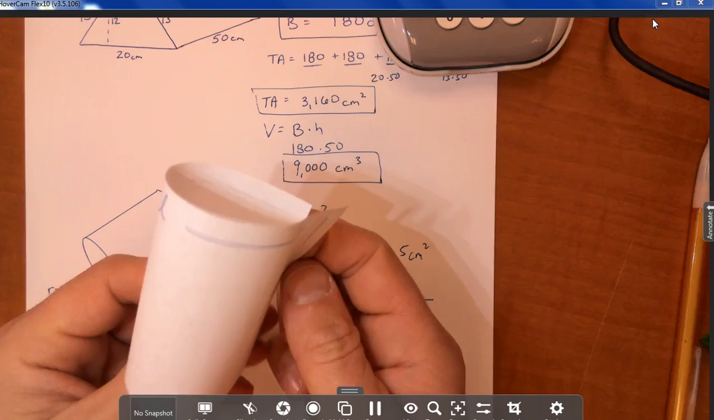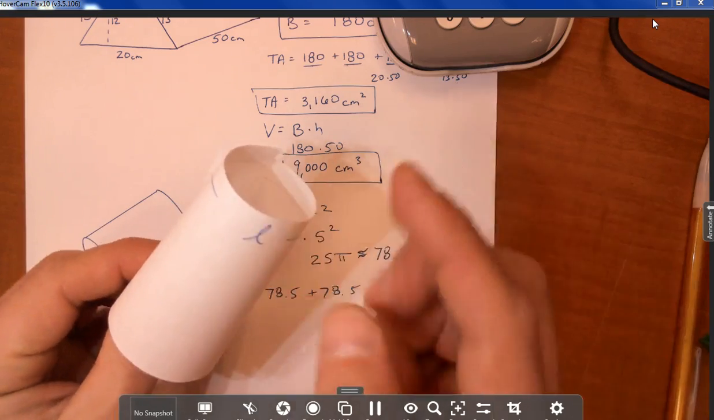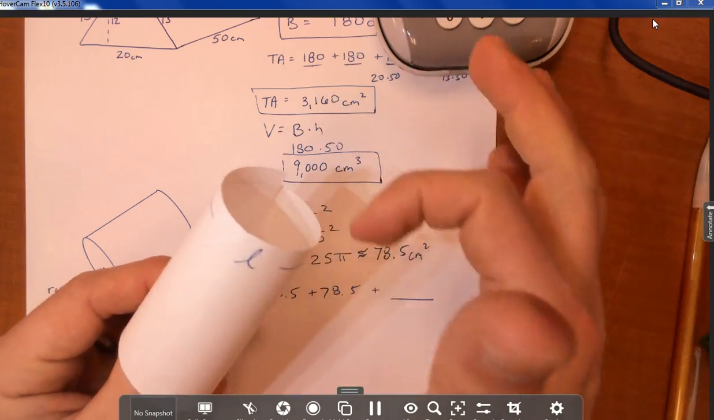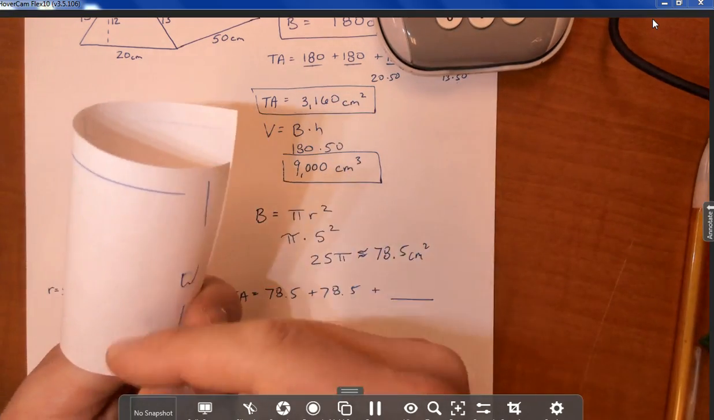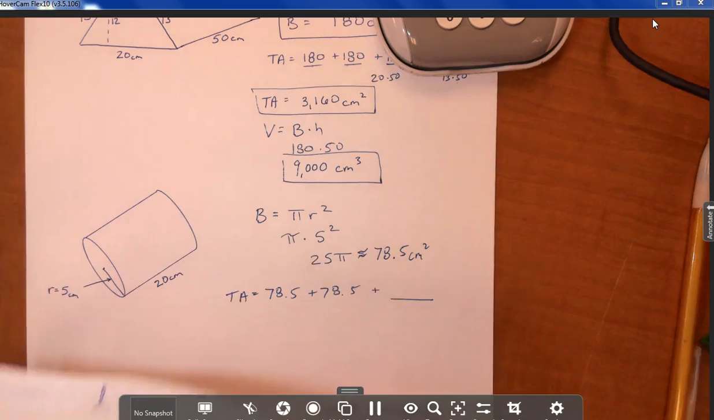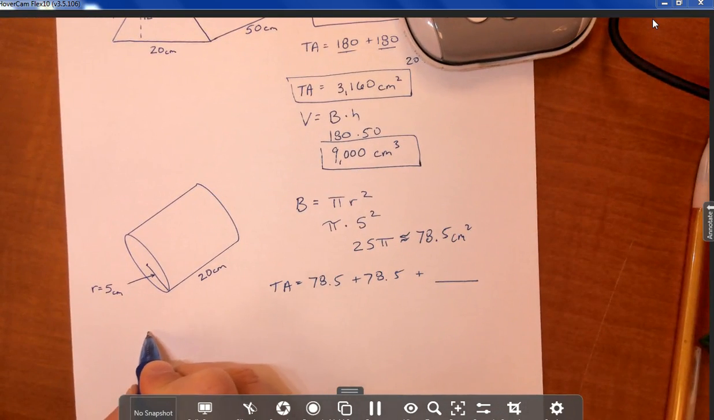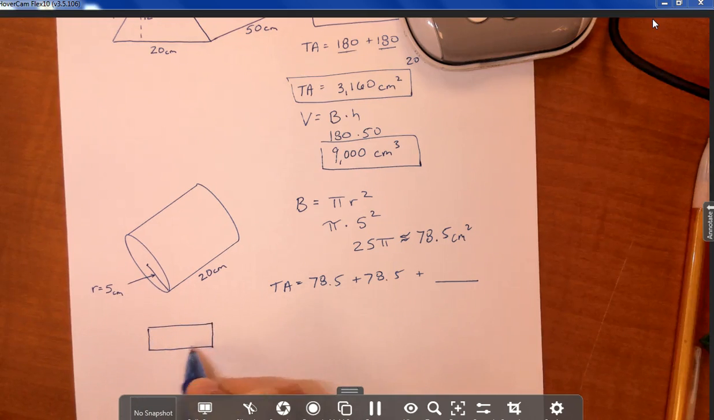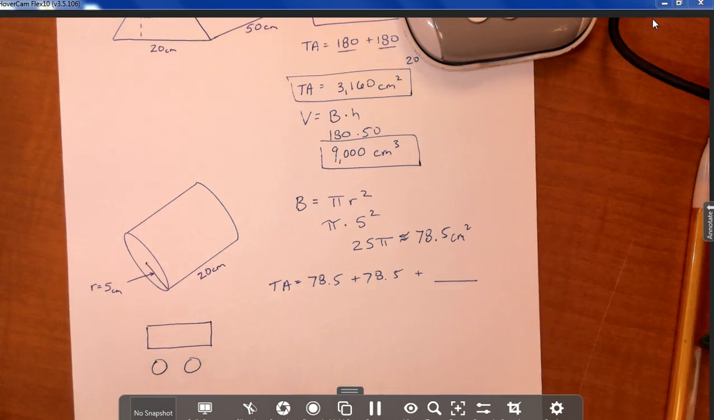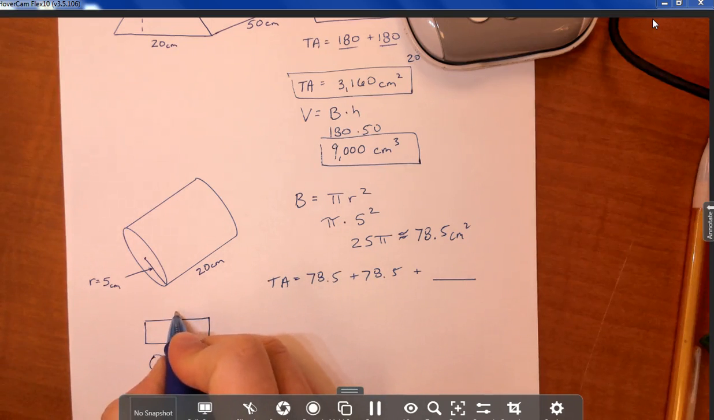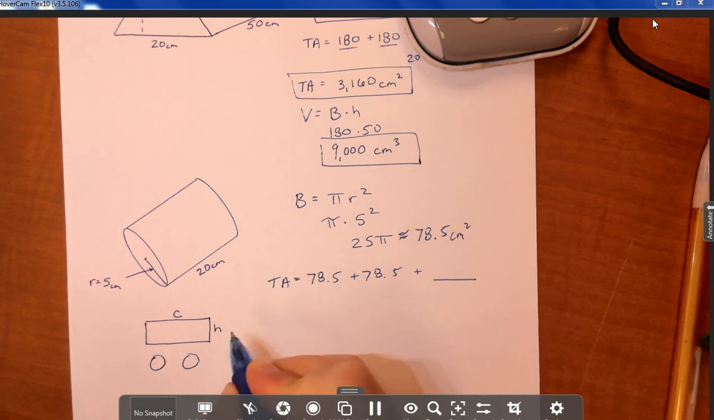Well, putting it in the context of the cylinder, this length wrapping around the cylinder is the circumference, and then this width of the rectangle is actually the height. So if you kind of think of the net, if you were to unfold this, you would have a rectangle and you would have two circles. So what we're trying to add up: we've got the circles, but we need the rectangle. The rectangle is going to be circumference and height.